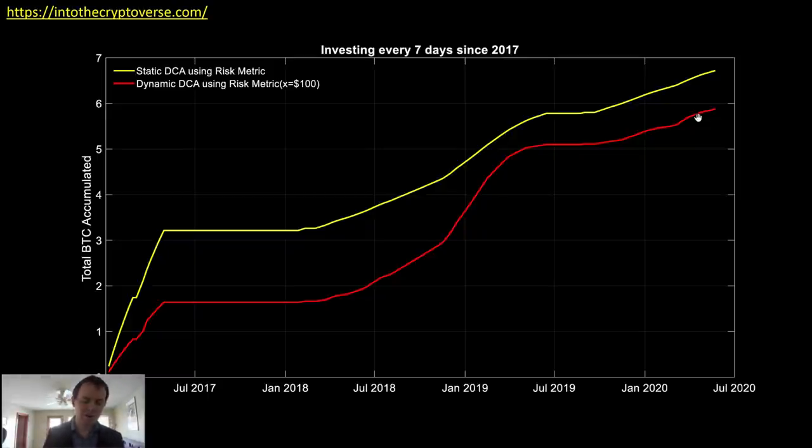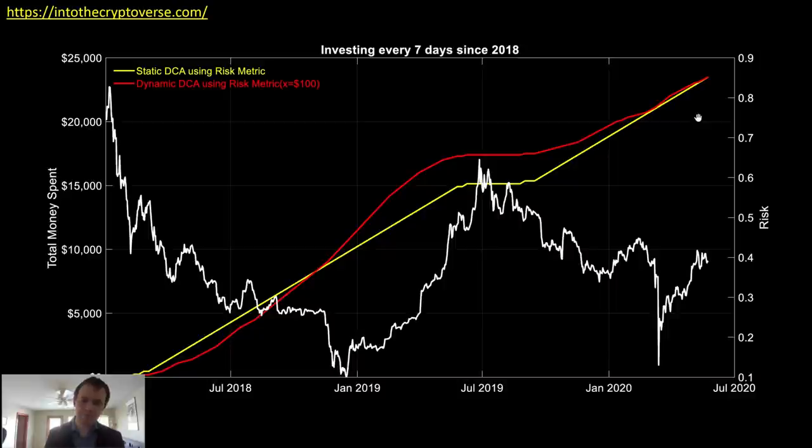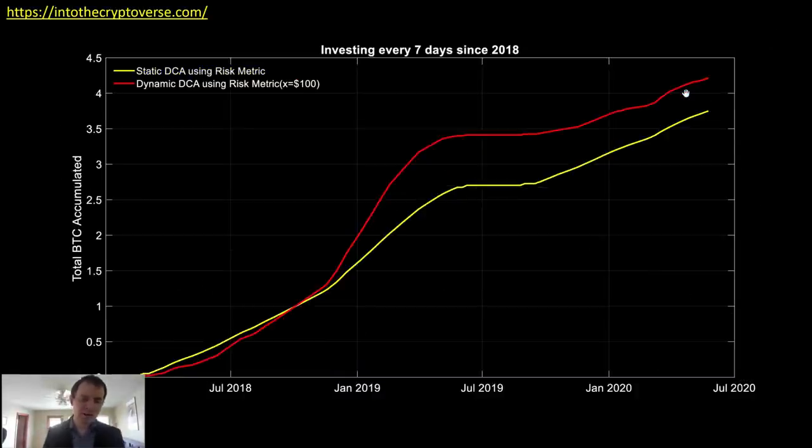so that you can take advantage of the times when the risk drops. Had you started this approach in 2018, you would have put in around $27,000 at present day using both approaches, and you would have owned more using the dynamic DCA approach, obviously, because the risk levels were fairly low in 2018, and you would have been putting more in when the risks dropped down to like the 0.1 to 0.2 area. So you can see the difference in Bitcoin there.